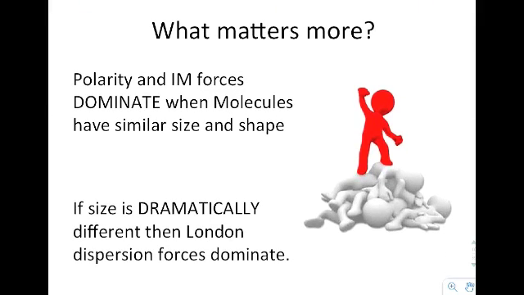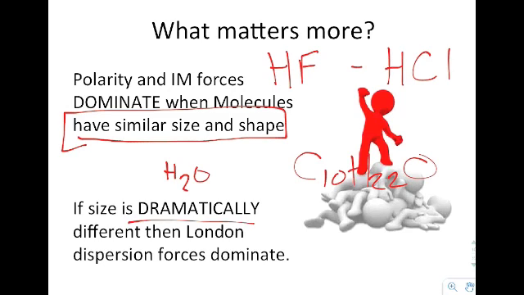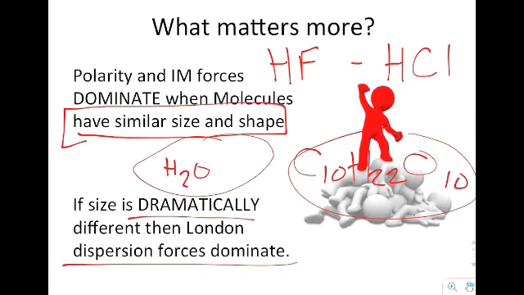So what matters more? So far we've gone on the assumption that the dipole-dipole interaction is always going to be more. And for the most part in AP chemistry examples it is. Polarity and intermolecular forces dominate when the molecules have similar size and similar shape. If you have something that is roughly the same, which tends to be what we deal with if we're comparing like HCl to HF, those are considered to be of similar size and similar shape. If you have something that is dramatically different, something like water compared to C10H22O10, those are dramatically different. Whenever you have something that's dramatically different, a lot of times the London dispersion forces tend to take over. So you have to look at it and say, okay, are intermolecular forces going to dominate, or are London dispersion forces going to dominate?